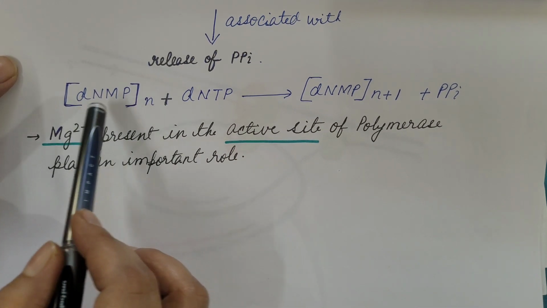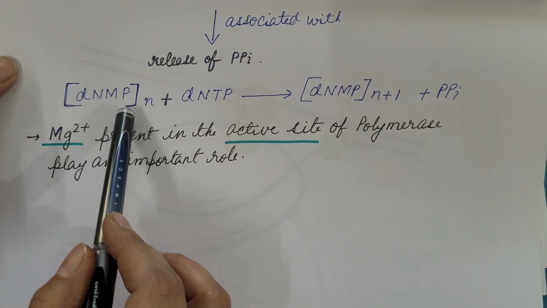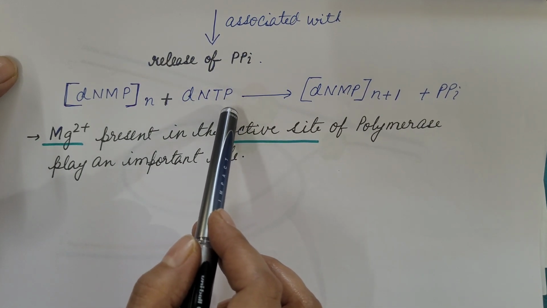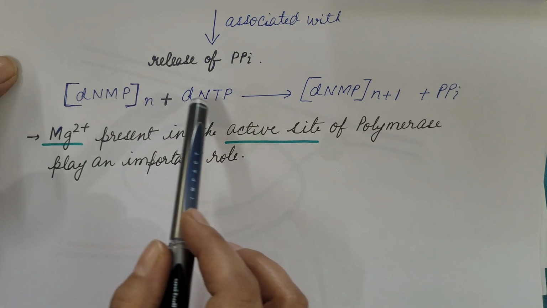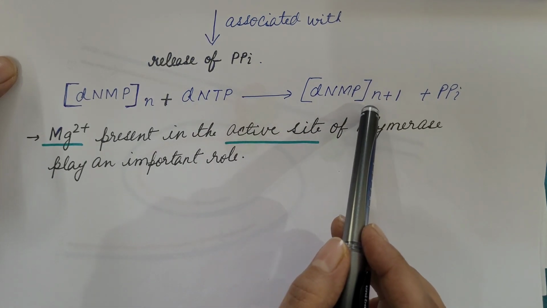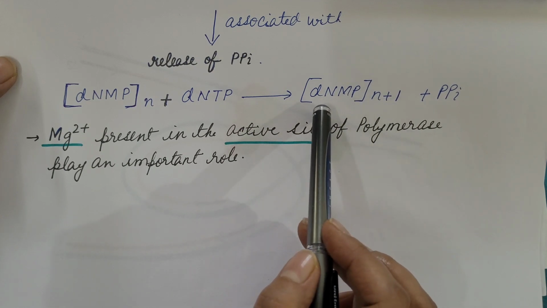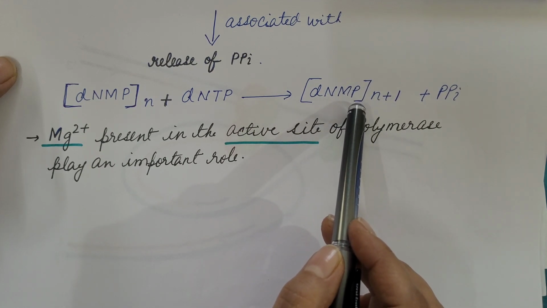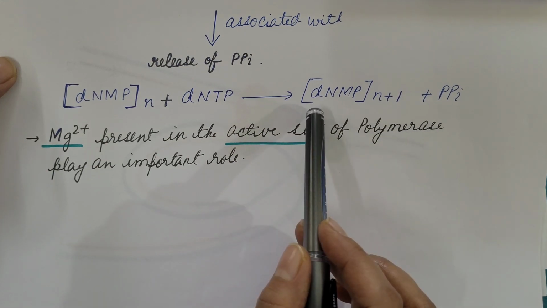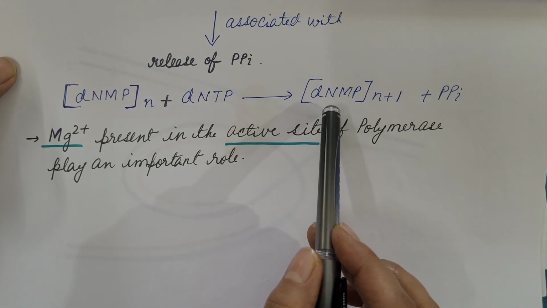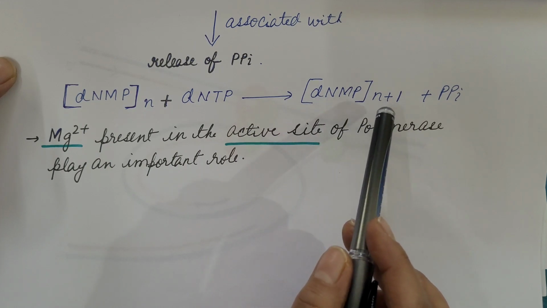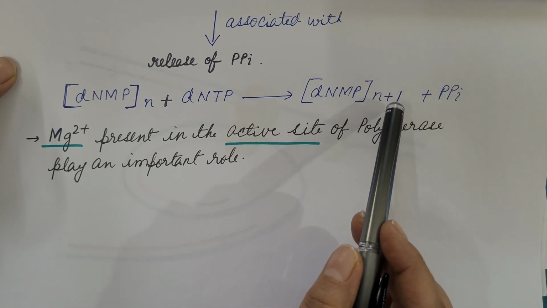Suppose there are n number of deoxynucleotide monophosphates, and one nucleotide triphosphate comes. The interaction takes place between them and a phosphodiester bond is formed. Now there are n plus 1 number of deoxynucleotide monophosphates in the chain and pyrophosphate is released. In this way, one by one nucleotide comes and attaches to the chain and elongation or growth of the chain takes place.